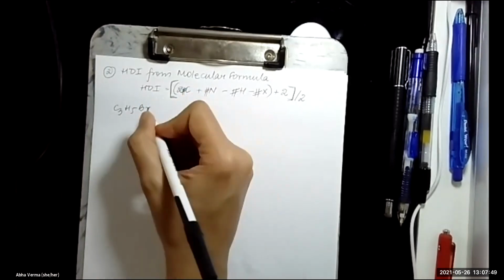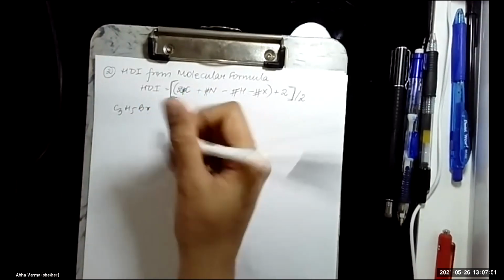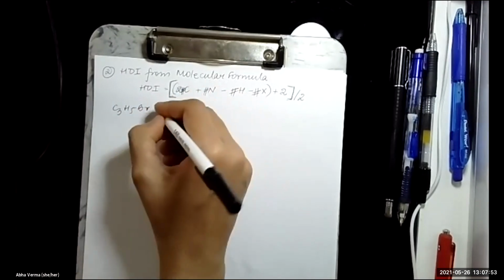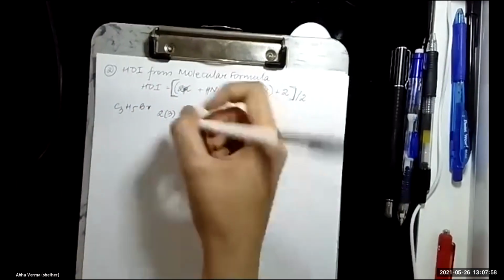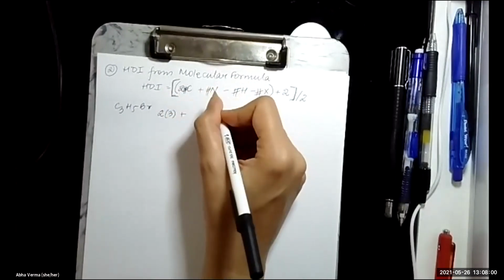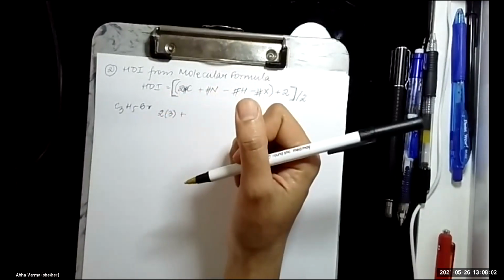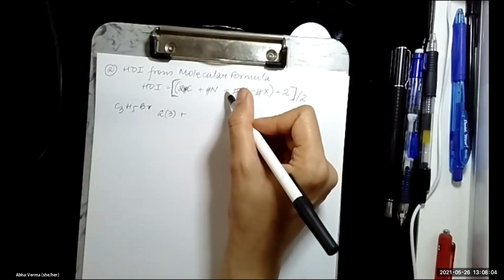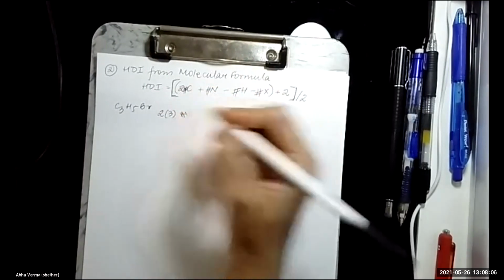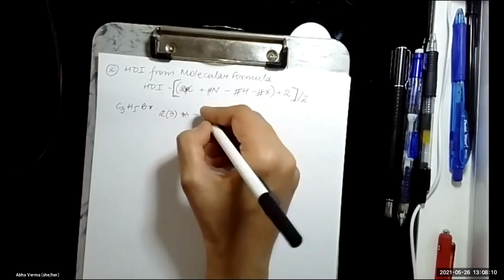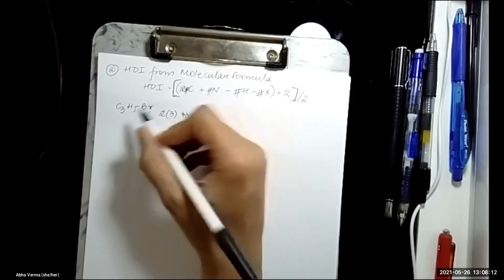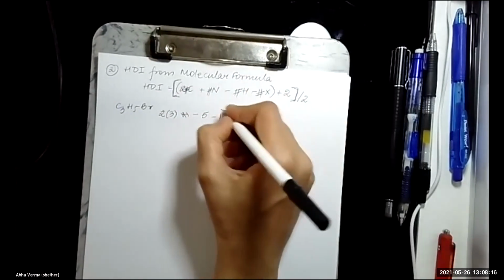Following this formula, I will do this. Twice the number of carbons. So I have 3 carbons plus the number of nitrogens. There are no nitrogens right here, so I don't have to add any nitrogens. Minus the number of hydrogens. There are 5 hydrogens. Minus the number of halogens. There is 1 halogen.